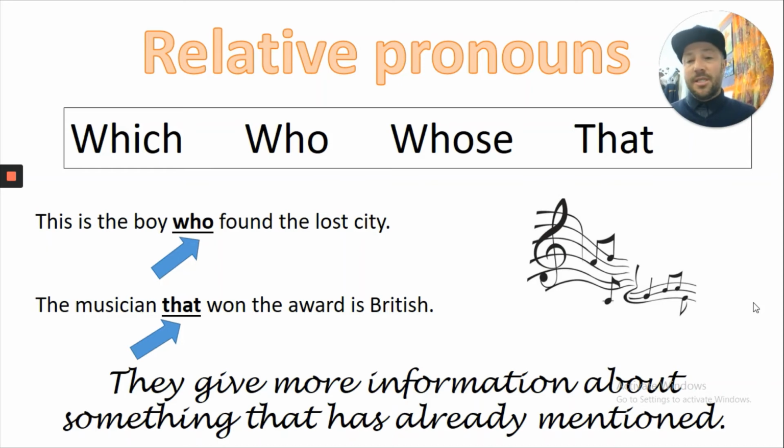The musician, you could just say the musician that won the award is British. So this is the boy who found the lost city. The musician that won the award is British. So again, which, who, whose, and that, and they give more information about something that has already been mentioned. So again, these relative pronouns give us more information. They're relating to the first part of the sentence and they're linking it to the second part of the sentence.